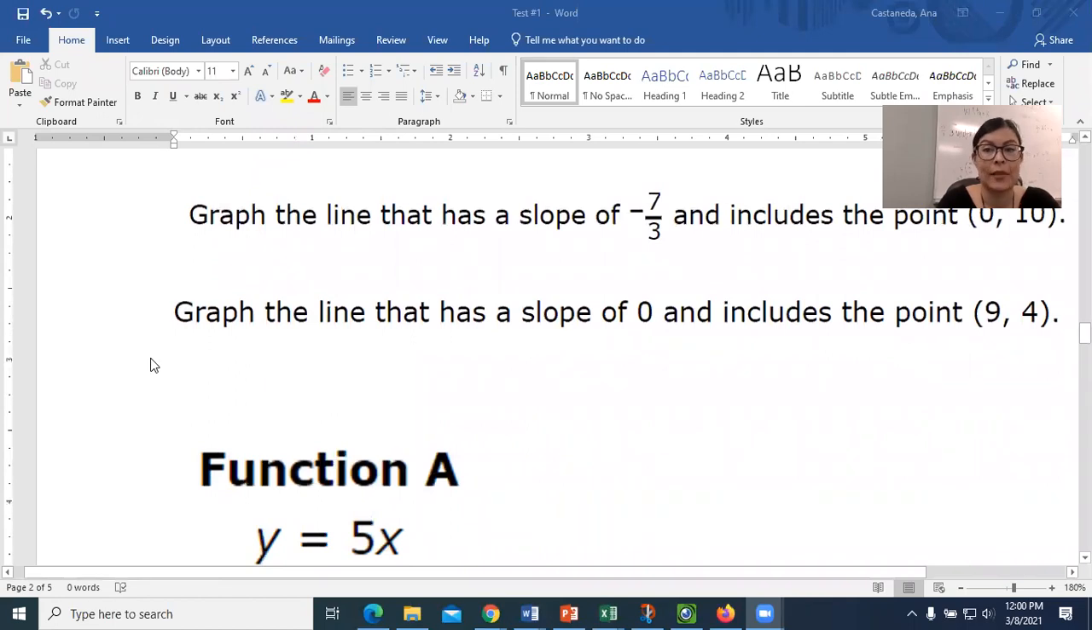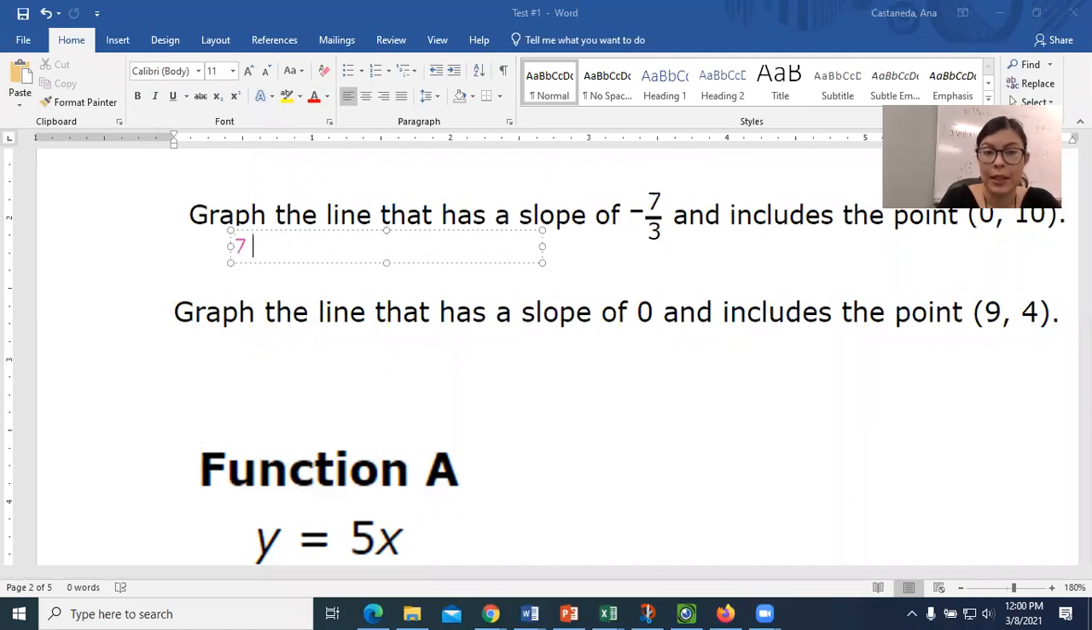Okay, this one's -7/3. So for this one, it's negative. So the top number is 7 down. That's how many you go down, and then 3 to the right. Now, if your slope is 0, you don't go any up, you don't go any down. So you could say 0 up and down. You just go 1 to the right. You just go sideways. If you had said sideways, I would have counted that right also.